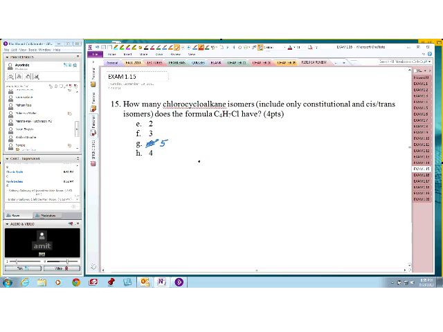How many chlorocycloalkane isomers does the formula C4H7Cl have? Okay, thank you. In this case, we are making this a little bit more difficult. Now you have to show the constitutional isomers and the cis-trans isomers. If you recall, this is the same question that we did in the last section. The answer to this, I will help you out here, will be this one here, 5. If you recall, in that last section, we have this.